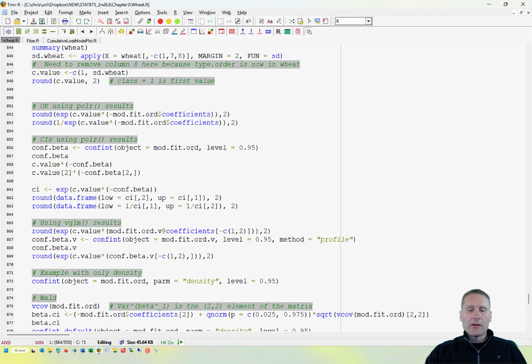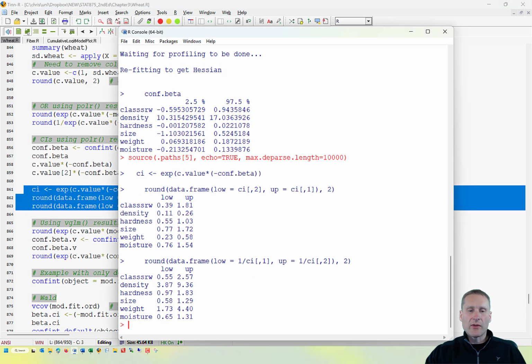So then what I can do is form the odds ratio confidence interval. So I take my c.value times the negative of what's in conf.beta. Maybe I should have called this conf.eta. I never even thought of that, so be very careful about that. So I take c.value times the negative of conf.beta, because that's going to apply the negative sign correctly that we need to relate what polr estimates versus how we define the model. I use the exponential function with this. I put it into an object called CI, and then I can go ahead and show my results.